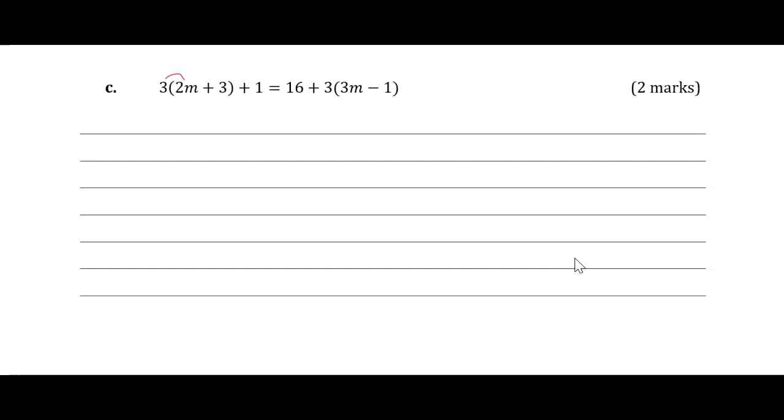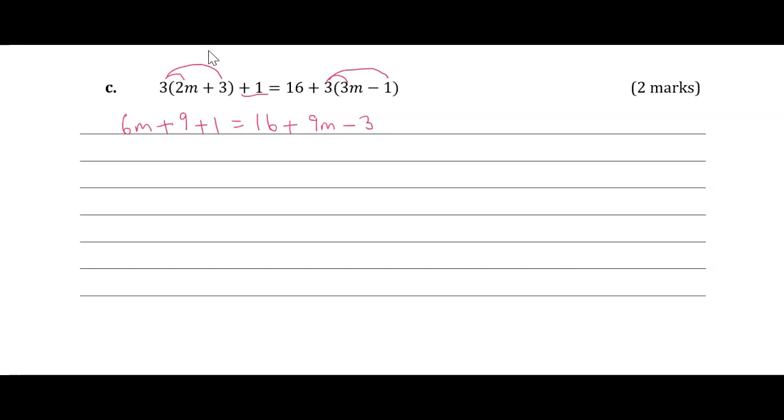So the first thing we're going to do is expand the brackets on both sides. So we've got 3 times 2m, which is 6m. 3 times 3 is 9. And then don't forget this plus 1 on the end. And then on the right-hand side, we've got 16 plus 3 times 3m, which is 9m, and 3 times -1 is -3.